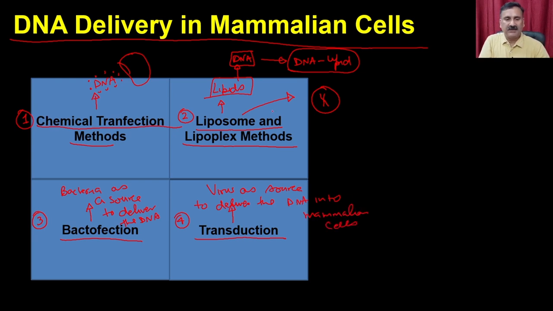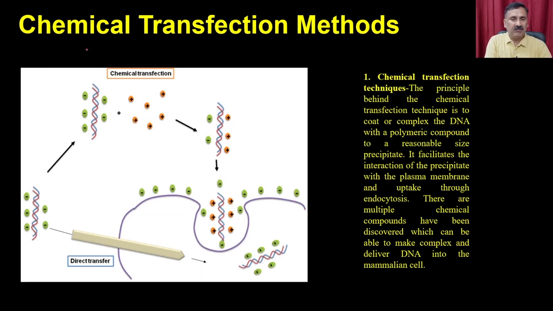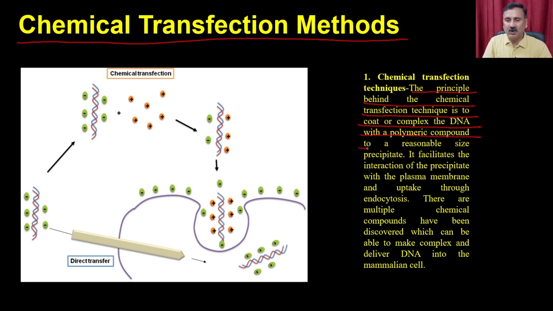Okay, so let's start discussing with the first method, and that is called the chemical transfection method. In the chemical transfection method, the principle is that you coat or complex the DNA with a polymeric compound to a reasonable size precipitate. It facilitates the interaction of the precipitate with the plasma membrane and uptake through endocytosis.